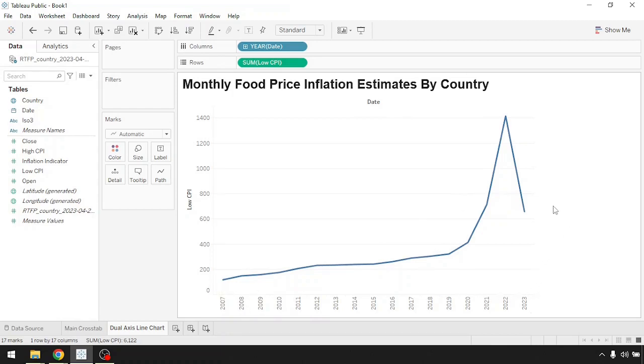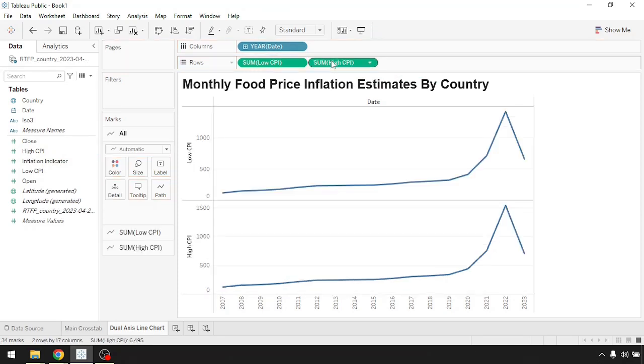And so the second line that I would like to bring over is the high CPIs. I can simply drag it and drop it here on the marks card on the shelf. And as you can see, both line charts are here, but the problem is that they're separated into two boxes.